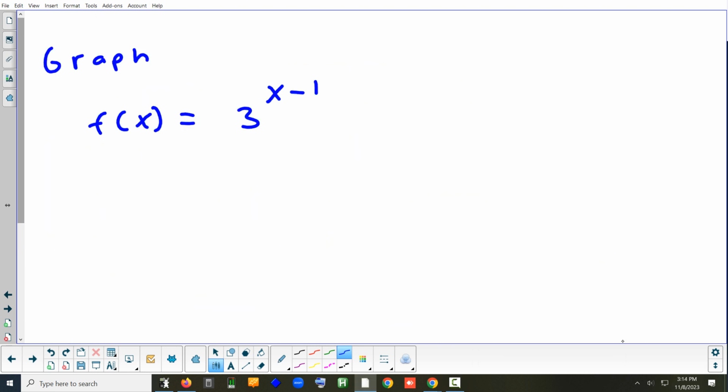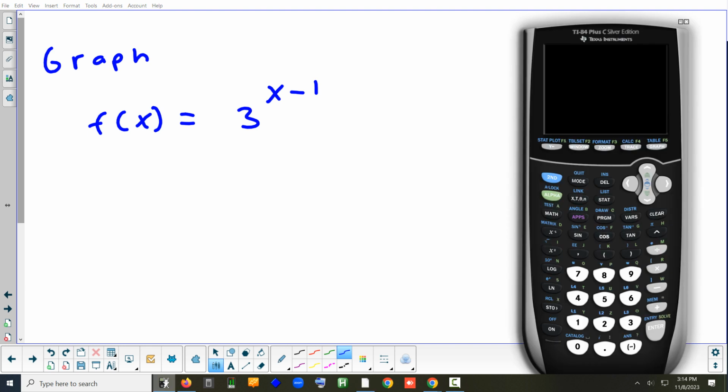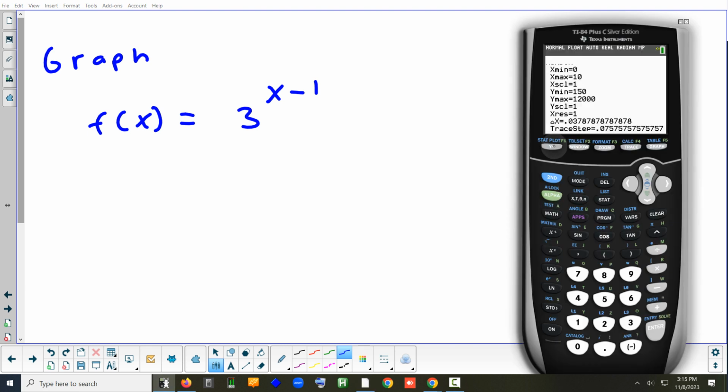Okay, so in this one, all we're going to do is graph the function. And the way the question will work on the test, it'll be like a match. So you'll just have to graph it and see which one it looks like. So really the only thing that could go wrong is if you don't know how to type it in. Nothing special, just 3 raised to the x minus 1.